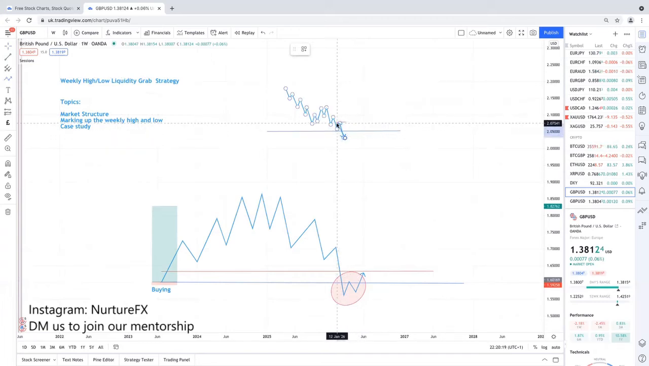Now we're waiting for this high to be broken, okay? As soon as it breaks that high, it's broken that high now. We've got our confirmation here that price wants to go higher, okay?